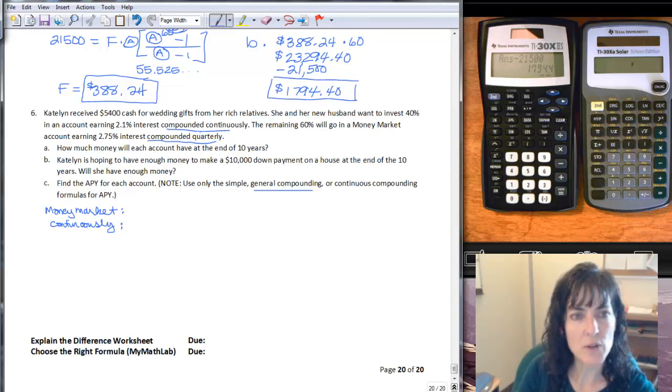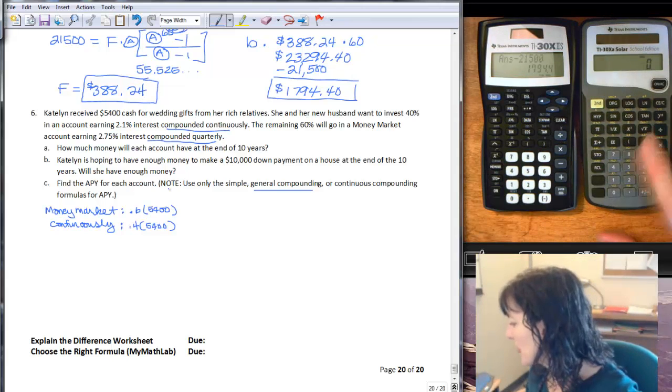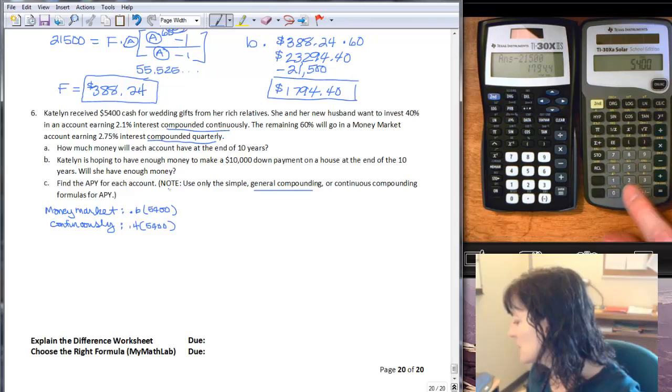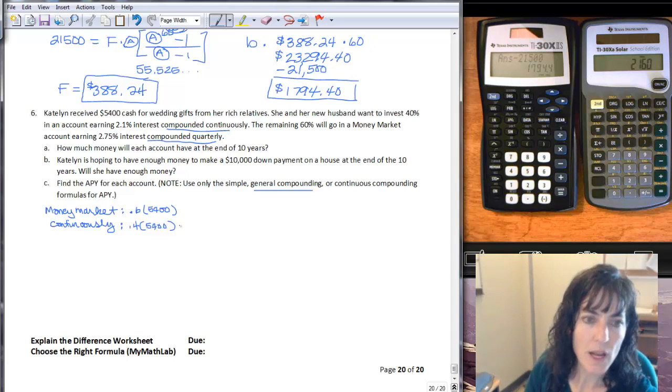So let's check it out. 40% will go into the account getting continuous compounding. So this will be 40%, so 0.4 times the $5,400. And that leaves 60% for the money market account, but still of $5,400. So we'll calculate those both quickly. $5,400 times 0.4 gives me 40%, and that's going to be $2,160.